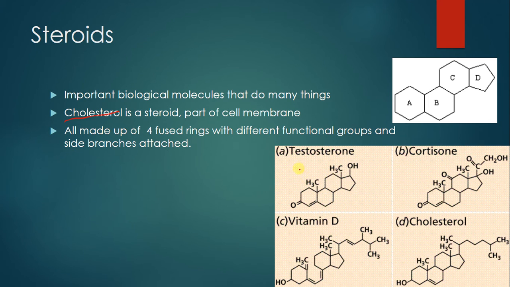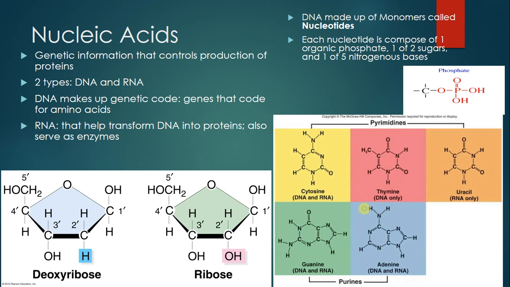So here you can see testosterone, cortisol, and vitamin D and cholesterol all have these 4 rings that are fused to each other, but then they have different side chains and functional groups that go off of them, which change their shape and therefore their function and also their chemistry, the things that they can react with.